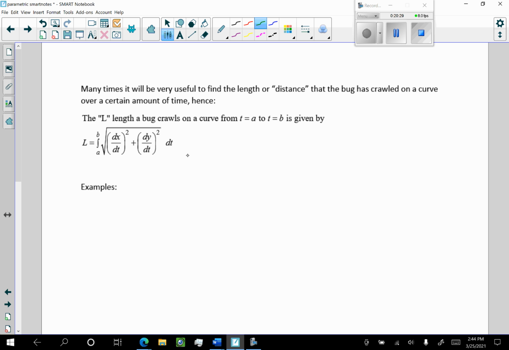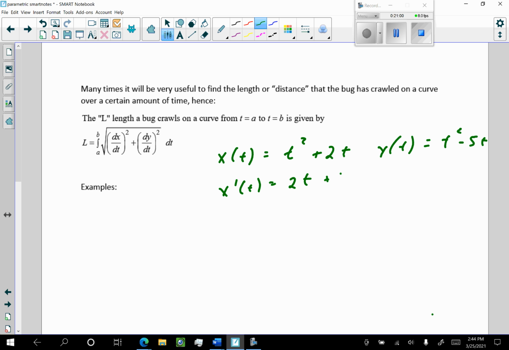Oh, let's see what that particular example was. That particular example was this guy right here. I have x of t is equal to t squared plus 2t, and y of t is equal to t squared minus 5t. And what I want to do is find the length of that curve. Well, I'm going to need to find the derivatives. dx dt is 2t plus 2. And y prime of t is going to be 2t minus 5. So there's my derivatives. And keep in mind, for that particular problem, the t values went from -2 to 3.